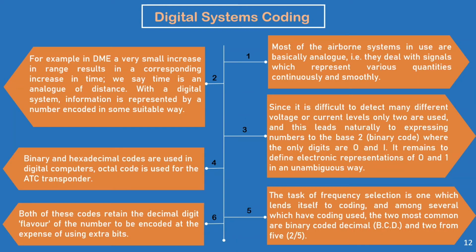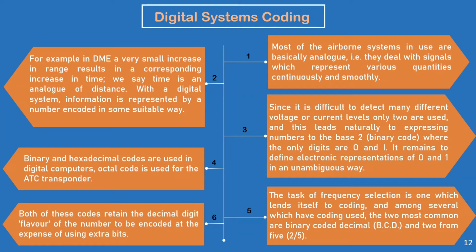Digital systems coding. Most of the airborne systems in use are basically analog, that is, they deal with signals which represent various quantities continuously and smoothly. For example, in DME, a small increase in range results in a corresponding increase in time. We say time is an analog of distance. With a digital system, information is represented by a number encoded in some suitable way.